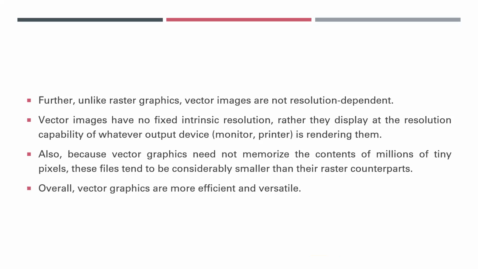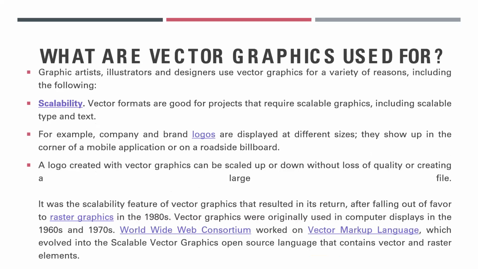Because vector graphics need not memorize the content of millions of tiny pixels, there is no concept of pixels and no need to memorize pixel values. So the file tends to be smaller compared to its raster counterpart. The file size will be smaller here because the values we store for every pixel in raster, we do not need to store here. So overall, vector graphics are more efficient and versatile compared to raster graphics.